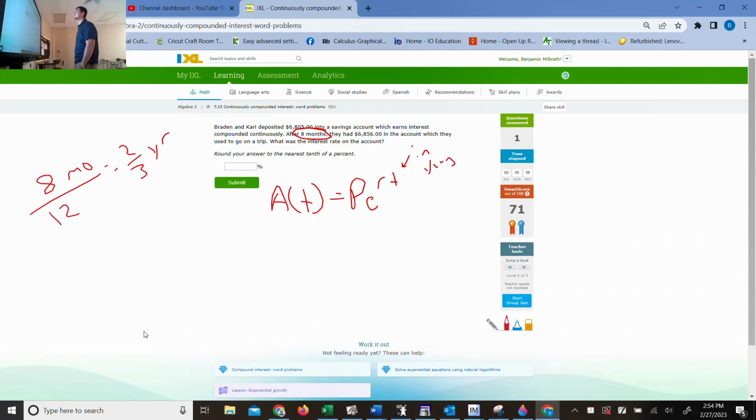You never know. We deposited $6,805. It grew to be $6,856. And we have E, don't know R, so just leave it R. And it took 2/3 of a year. So first thing we'll do here is divide out 6805.